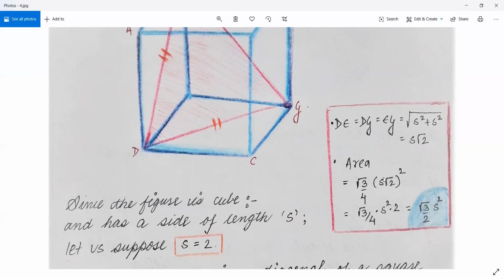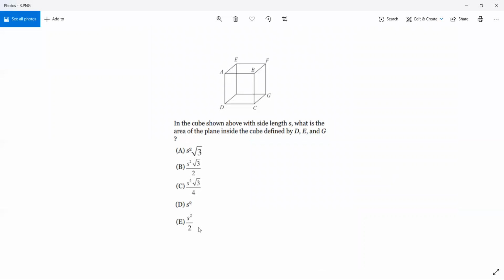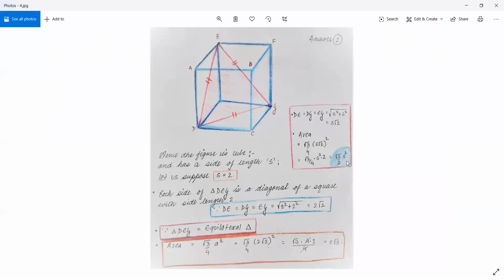So when you calculate s root 2 whole square, that will be s square, and when you cut the square root and square, that will become 2, right? And 2 and 4 can be cut: 2 ones are 2 and 2 twos are 4. That will be root 3 by 2 s square, right? So when you look at the options, B is the correct answer. So root 3 upon 2 s square, right?